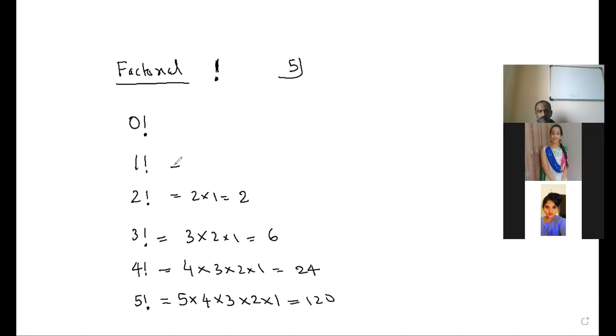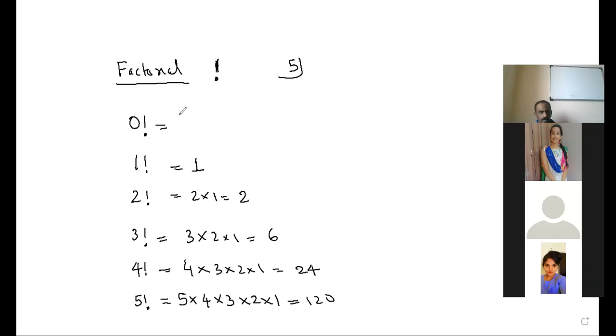1 factorial is 1. 0 factorial is 1. Why? 0 is not a natural number. It is defined as such. 0 factorial is defined as 1. So you can't ask me why now.